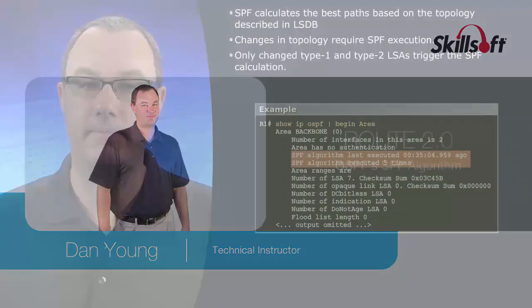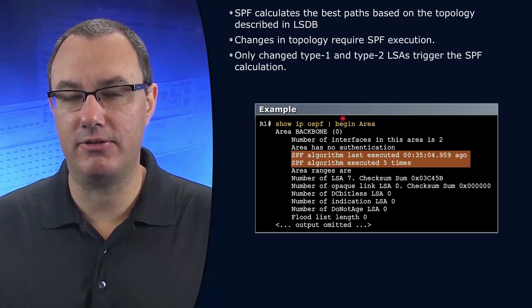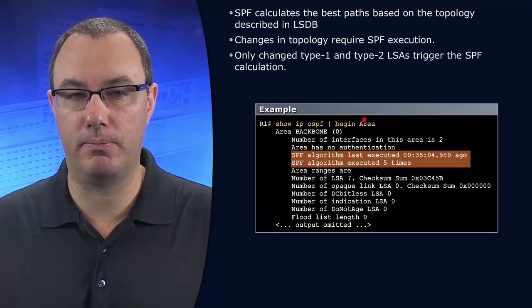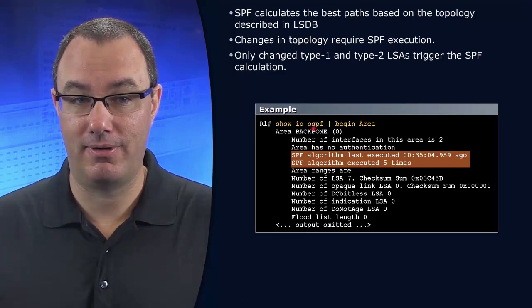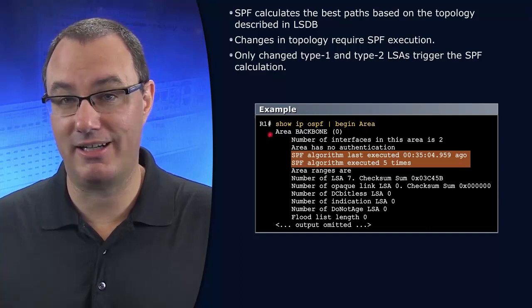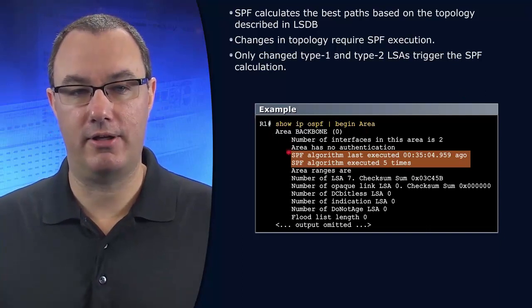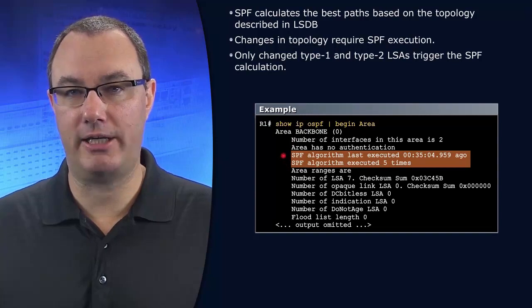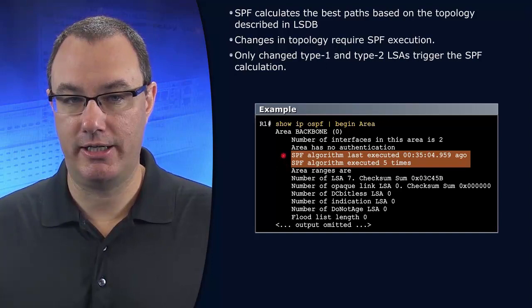If we run the show IP OSPF command, we get a great deal of information. Now, they're piping and saying begin area 0 or begin area. And by the way, this is case sensitive, so if they had just done lowercase a, they would not have gotten the same output. What we're talking about here is the fact that we can see how frequently the shortest path first algorithm has changed.